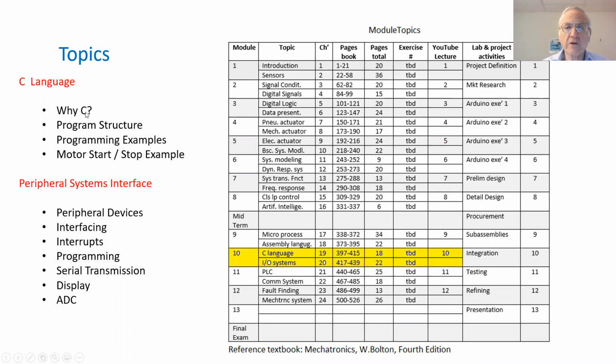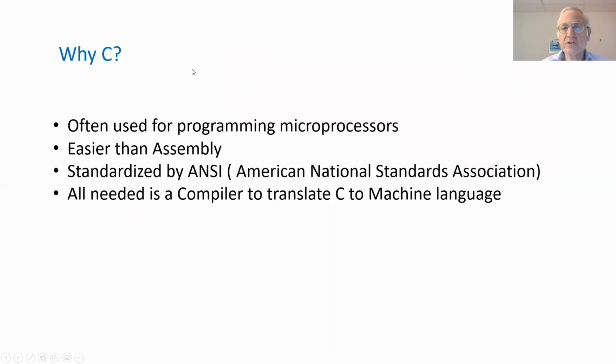We'll take a look at why we're using C, program structure, examples, and also see an example of motor start-stop. We also take a look at the peripheral system interface, some devices, interfacing, interrupts, programming, transmission, display, and analog digital converter.